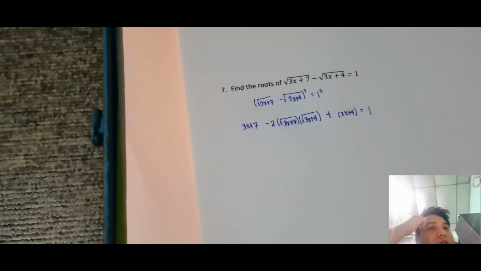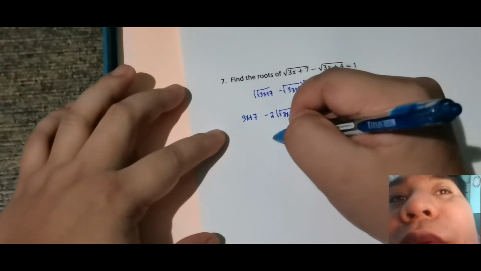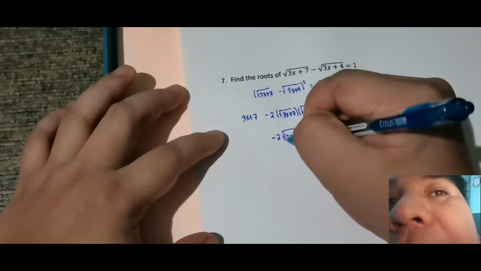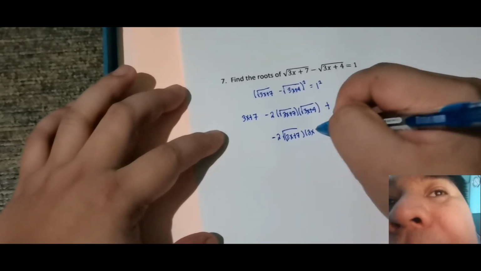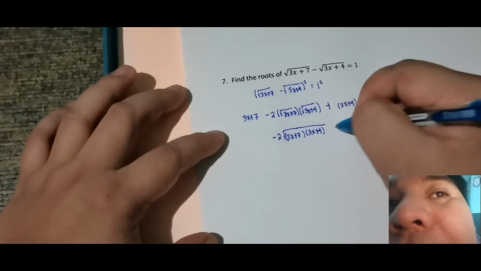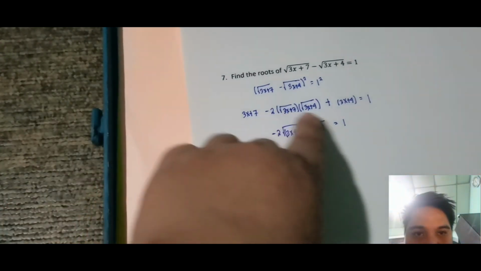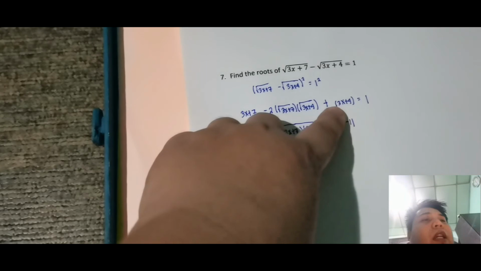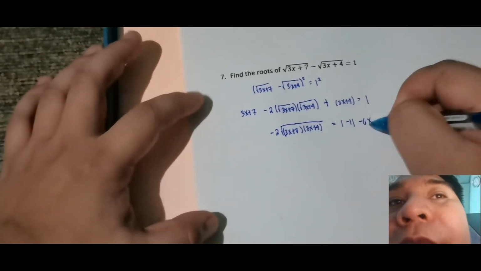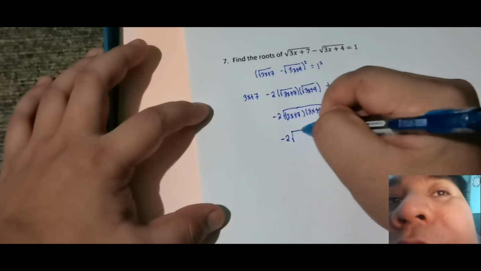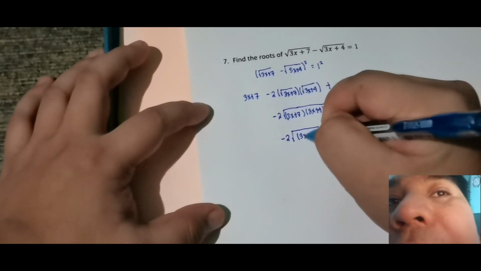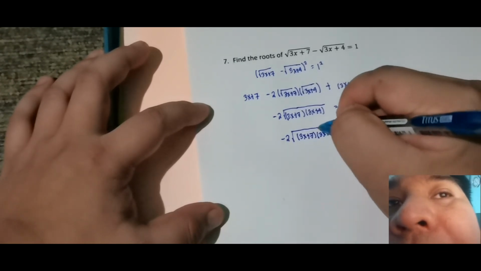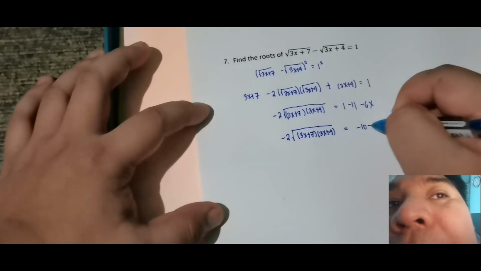Okay, next is simplify natin further. So, negative 2 square root ng 3x plus 7, pagsamahin natin sa loob, times 3x plus 4. Equal siya sa 1. 7 plus 4 is 11, so this is minus 11. 3x plus 3x, 6x, so this is minus 6x. Okay, so this is negative 2 square root ng 3x plus 7 and 3x plus 4, equal sa negative 10 minus 6x.